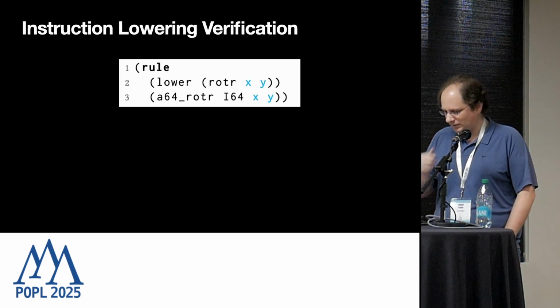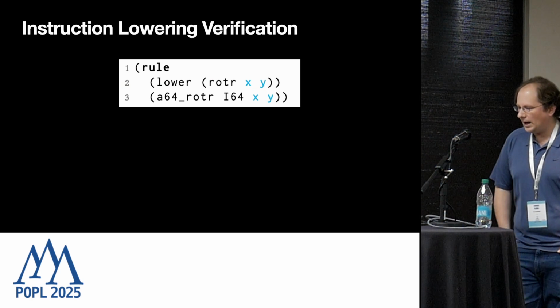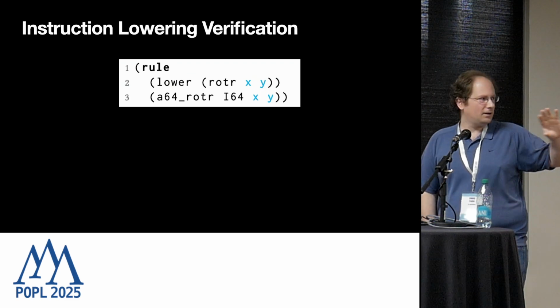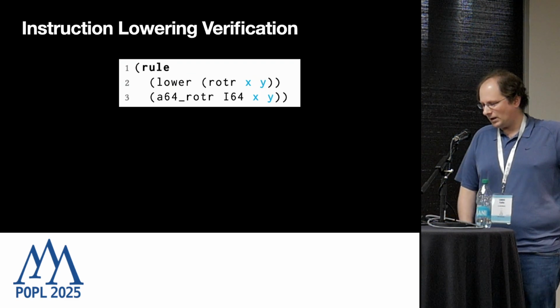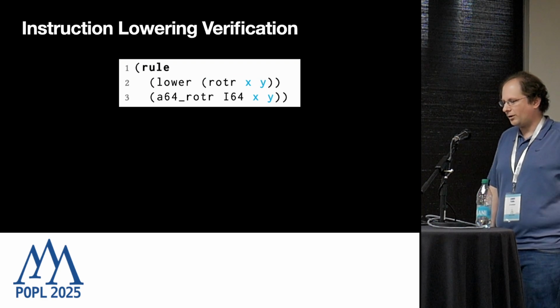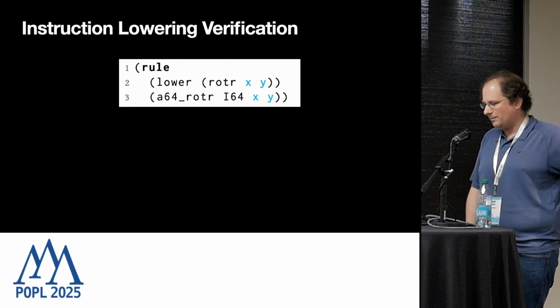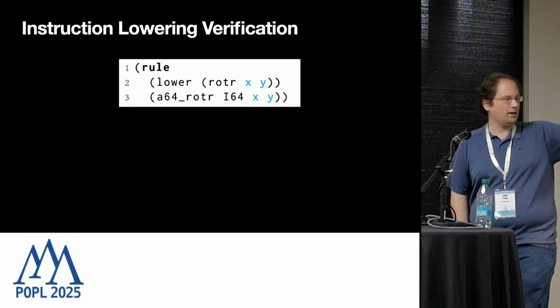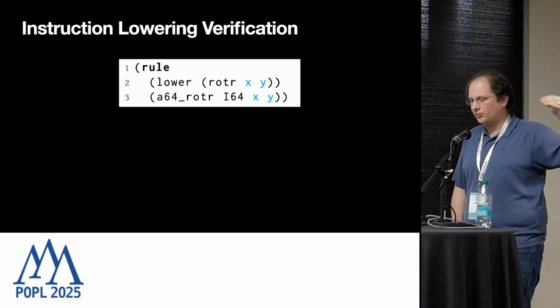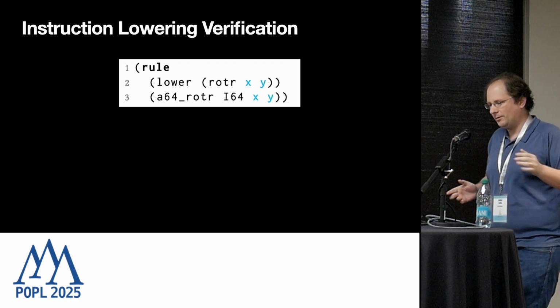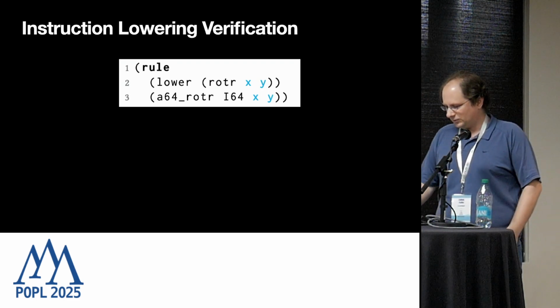So I'm going to describe sort of how it works. Let me show you a rule in ISLE. So this is a simplified example of the simplest possible instruction selection case that you could have, which is that we have an IR opcode, rotr, that maps directly to an AArch64 instruction that's also called rotr. So super easy. All we have to do is map the opcode to one instruction.